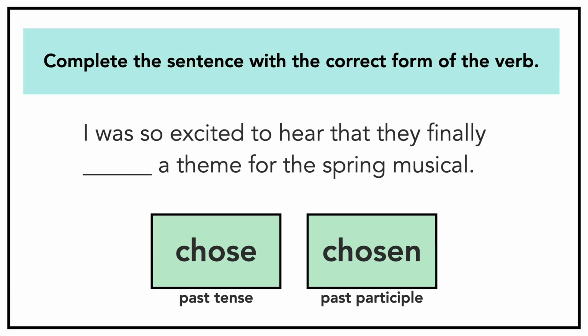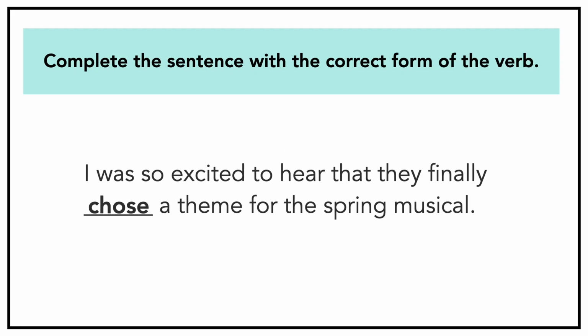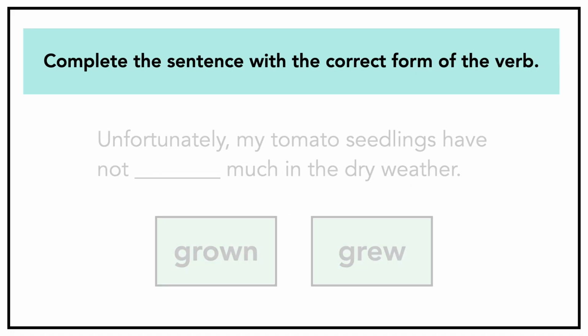Now that we know that chosen is the past participle and chose is the past tense, we need to figure out which one correctly completes this sentence. Remember, the past participle will always be used in a verb phrase with a form of the helping verb to have. Since this sentence doesn't include any form of to have to pair with a past participle, we know that the past participle won't fit here. So the past tense, chose, is the correct answer. I was so excited to hear that they finally chose a theme for the spring musical. Nice work! Let's look at another example.